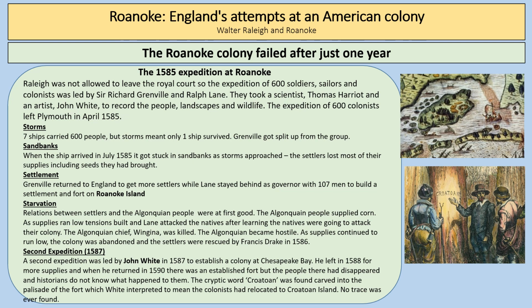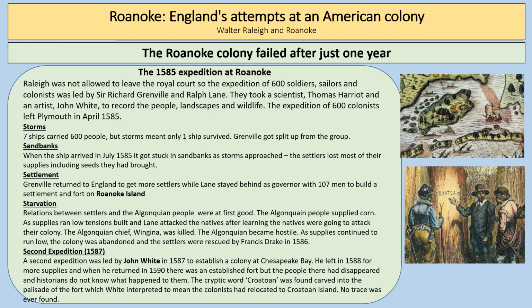When the ship arrived in July 1585, it got stuck in sandbanks as storms approached, and the settlers lost most of their supplies, including the seeds they had brought. Grenville returned to England to get more settlers, while Lane stayed behind as governor with 107 men to build a settlement and fort on Roanoke Island.